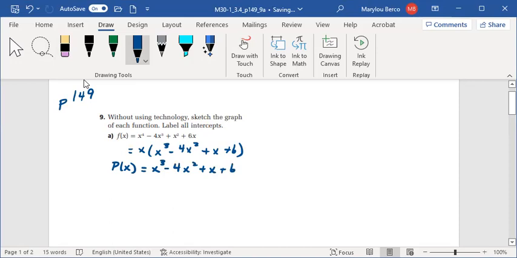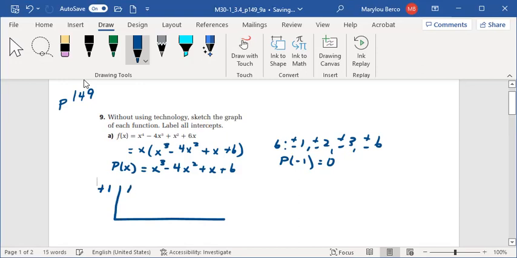So the possible integral zeros of the polynomial are the factors of the constant term 6, which are plus or minus 1, plus or minus 2, plus or minus 3, and plus or minus 6. So test these values and we find that the first factor of negative 1, substituting it in p of x, is 0. So to use synthetic division to find the other factors, we have plus 1.